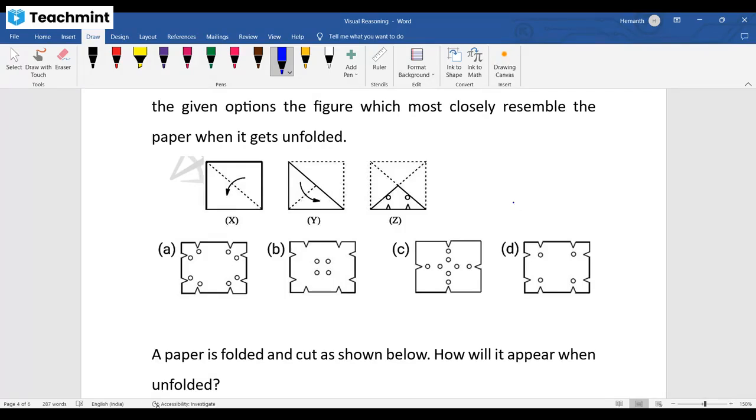So this side, two arrows. So this side, that cutting also will happen. It circles wherever it comes. Then again, okay, so fine.